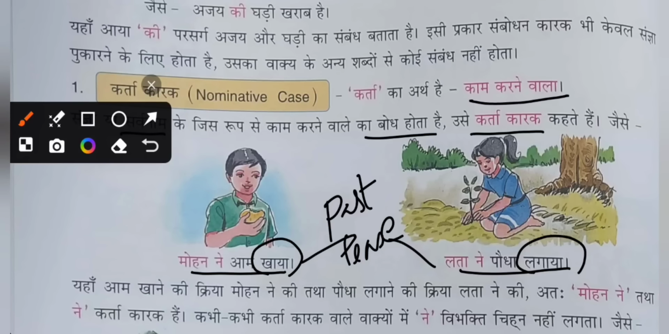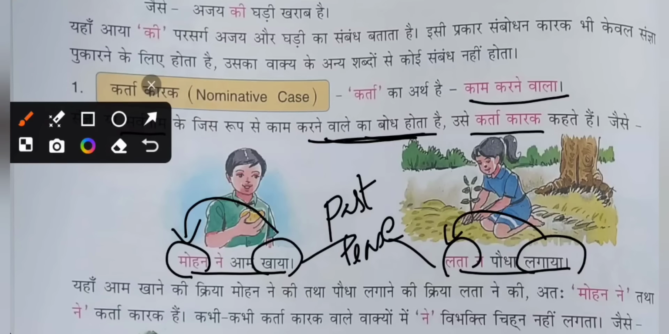Now you have to ask the question: who did the work? Because karta karak is the one who is doing the work, right? As per definition, the person who is doing the work, we say that to be the karta karak. So who is doing the work? Who ate the mango? Mohan. Who planted the sapling? Lata. So I am getting a noun here, Mohan and Lata.